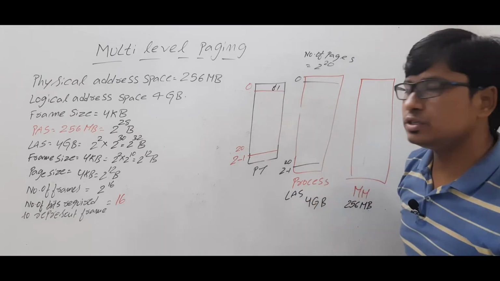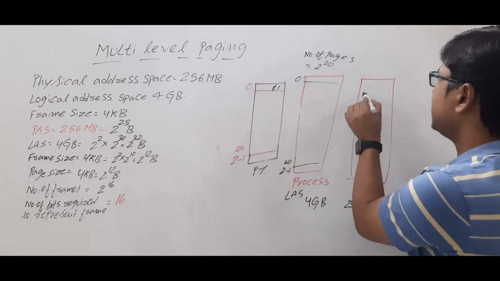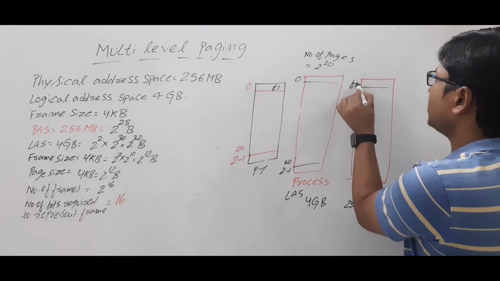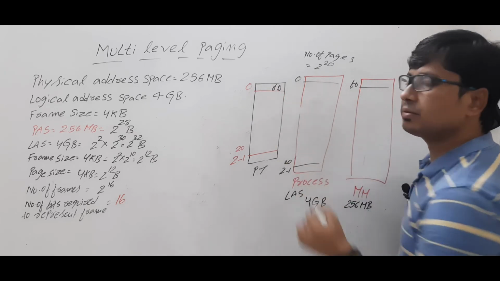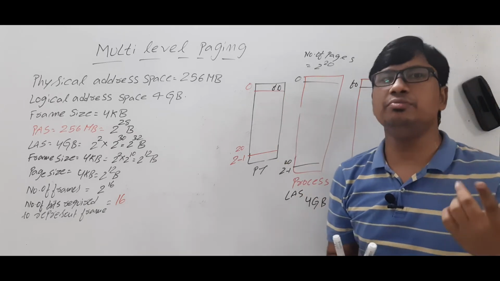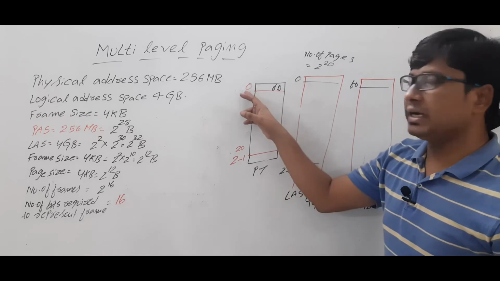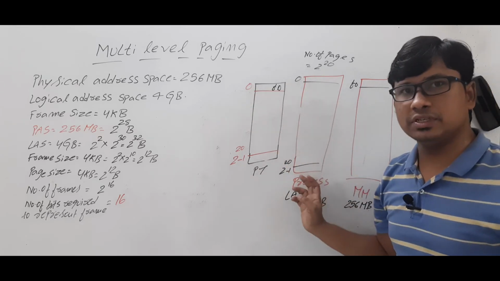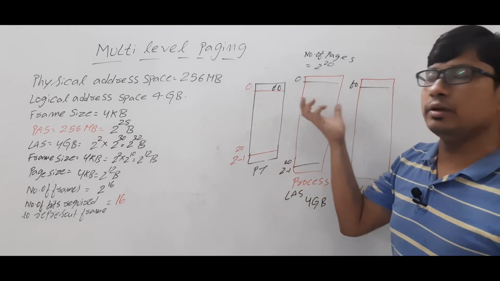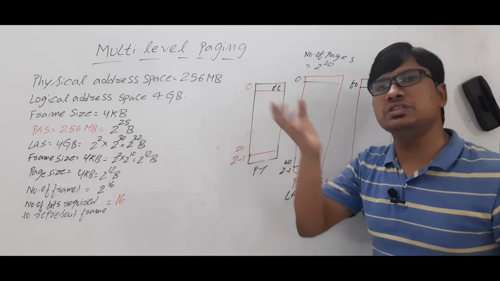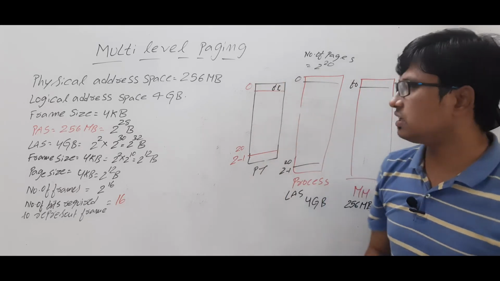Suppose page number 0 of the process, let's say it is there in frame number 0. So this information will be there. That is the purpose of the page table. So a particular page of the process has been loaded in which frame, to identify that, each process has its own page table. Is it clear?